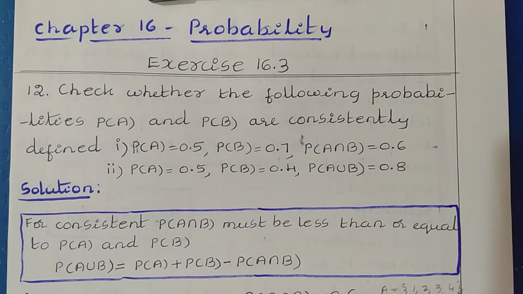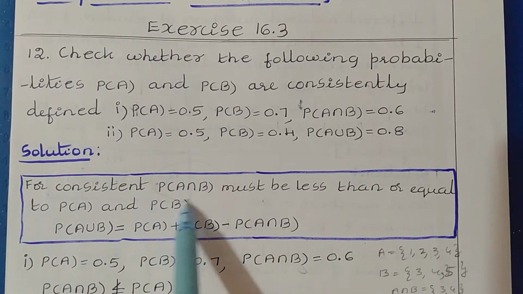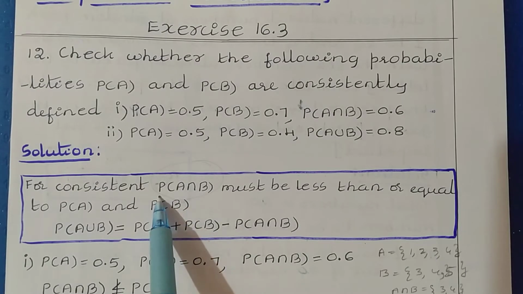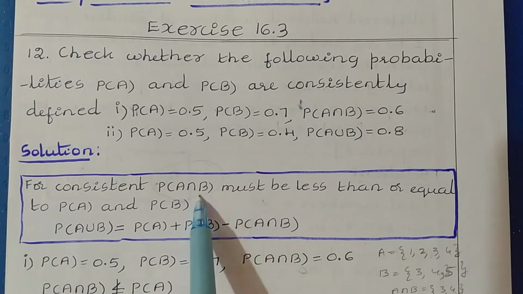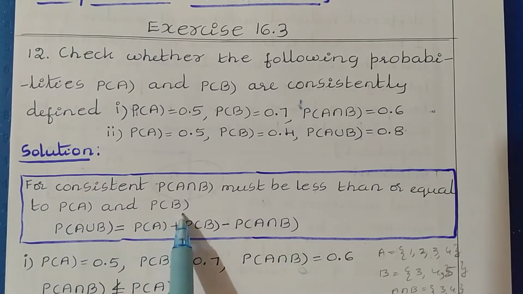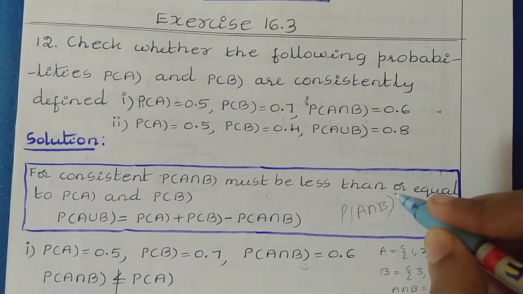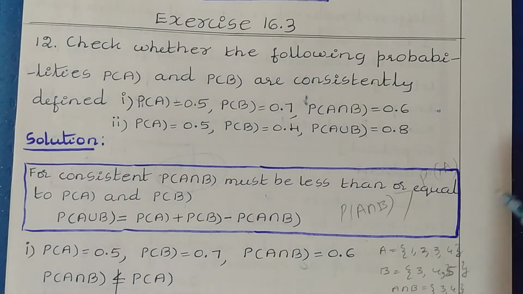So here we have to check whether the probabilities are consistently defined or not. So related to the probability of A and B, we can have this formula: probability of A union B is equal to probability of A plus probability of B minus probability of A intersection B. In this case, the probability of A intersection B is always less than or equal to probability of A and probability of B. So here this probability of A intersection B cannot be greater than probability of A or probability of B.